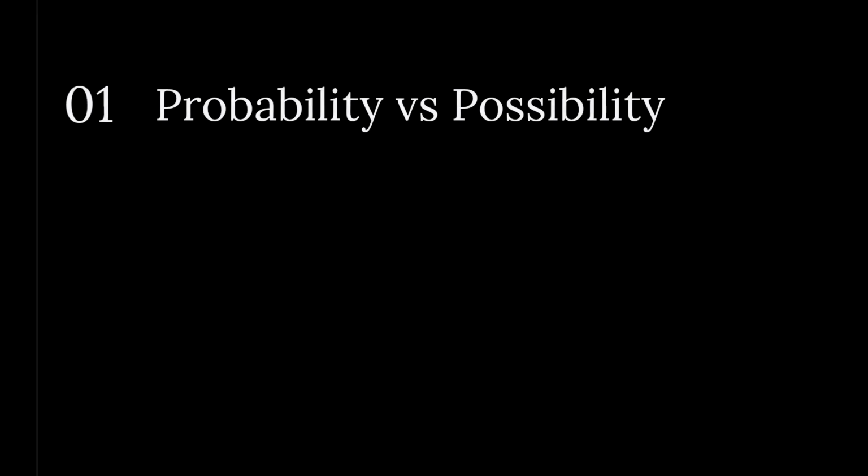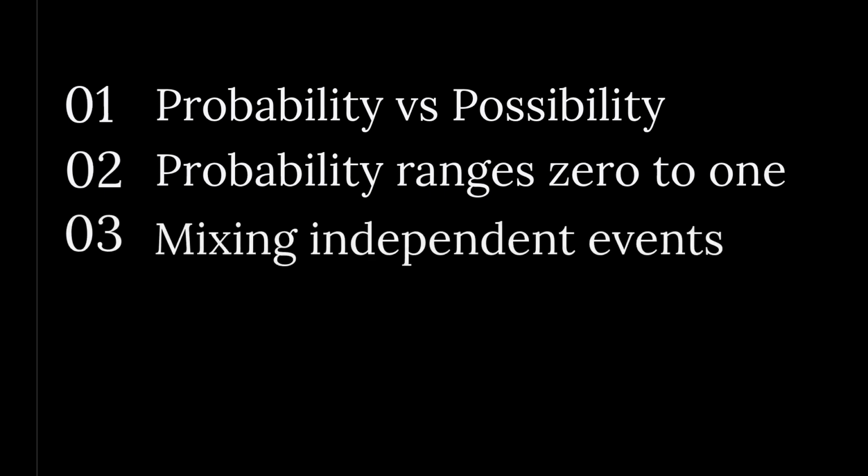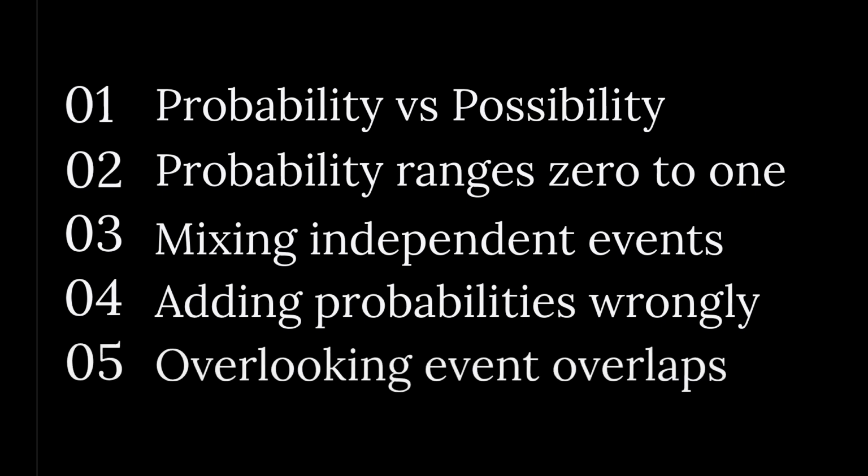Learners often confuse probability with possibility, forgetting it ranges between 0 and 1. They may mix up independent and dependent events, or add probabilities that should be multiplied. Overlooking overlaps in non-mutually exclusive events is common. Misunderstanding conditional probability is also frequent. Addressing these errors is key to mastering probability.